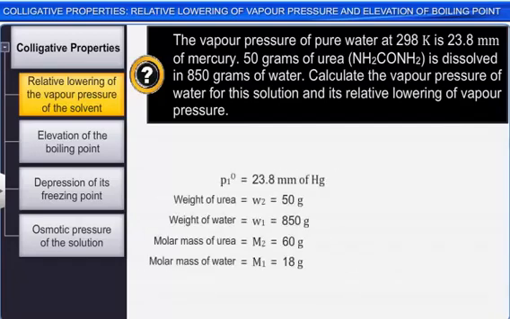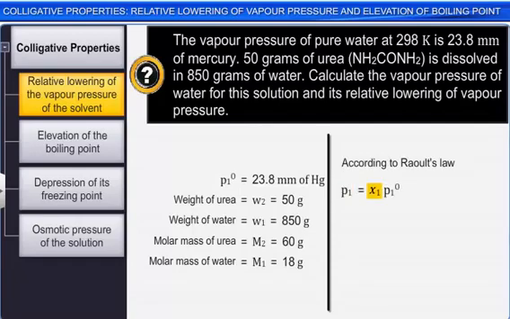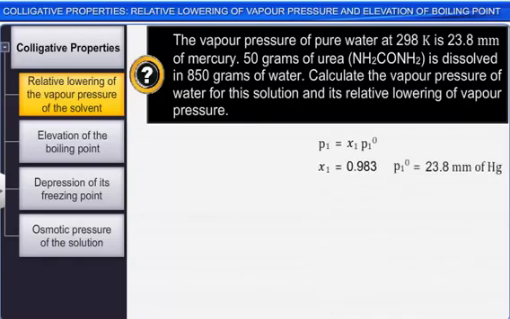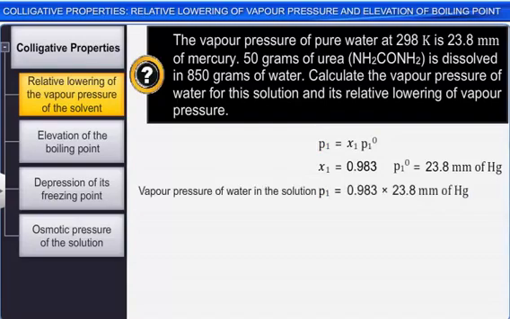Now, according to Raoult's law, the vapor pressure of water for this solution is the product of the mole fraction of the water and the vapor pressure of pure water. Let us first calculate the mole fraction of water. Substituting the given values of W1, W2, M1 and M2, and on solving, we get X1 equal to 0.983. Substituting this value of X1 in the expression, we get the vapor pressure of water for this solution, P1, equal to 0.983 × 23.8, which is equal to 23.395 mm.